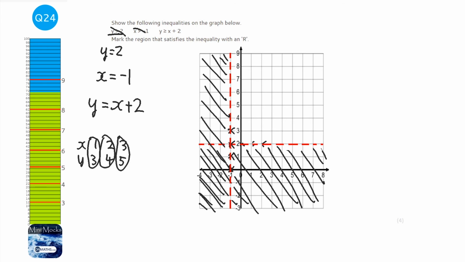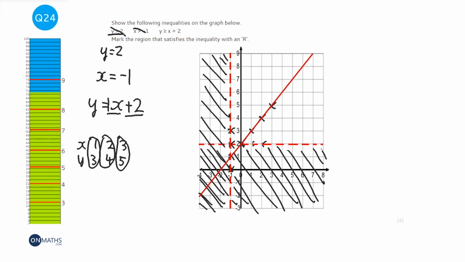Or you could just say, well, the gradient of x is 1, because technically that's 1x, and the y-intercept is 2. So it's going to cross the y-axis at 2, and it's going to go up 1 for every one it goes across. And notice that matches my coordinates as well. So let's draw that in. So there we go. So it should be that line there, shouldn't it?